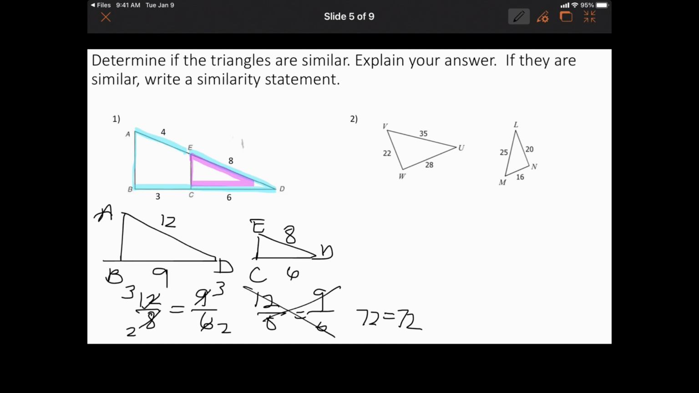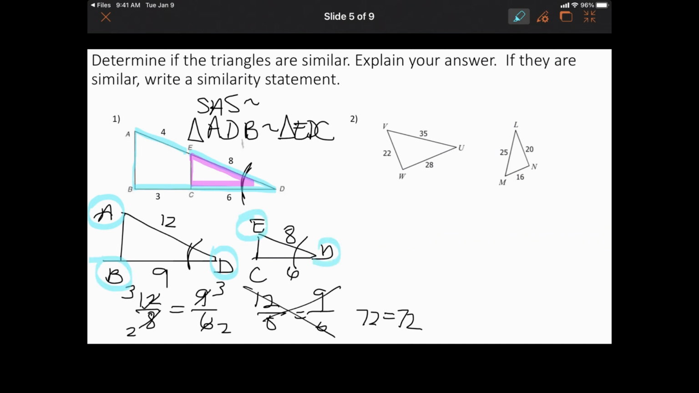Okay, so that's either side, side, side, or side, angle, side, similarity. Well, I don't have a third side. What about the angle in between them? Okay, so it's this angle D and angle D. Well, that would be reflexive to each other, right? That's the overlapping angle right there. So this is going to be side, angle, side, similarity. I have to write the similarity statement. So I'm going to go triangle A, D, B, similar to E, D, C. And it's nice because I separated, I went this direction, and you can see how they match here.